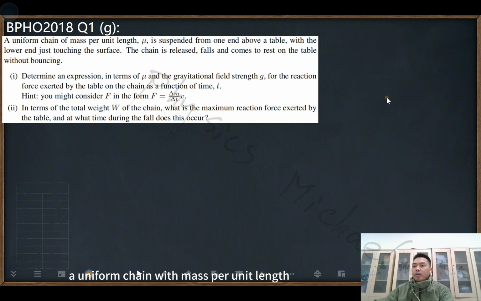A uniform chain with mass per unit length, denoted by the Greek letter mu, is suspended from one end above a table, with its lower end just touching the surface. The chain is released, falls, and comes to rest on the table without bouncing.